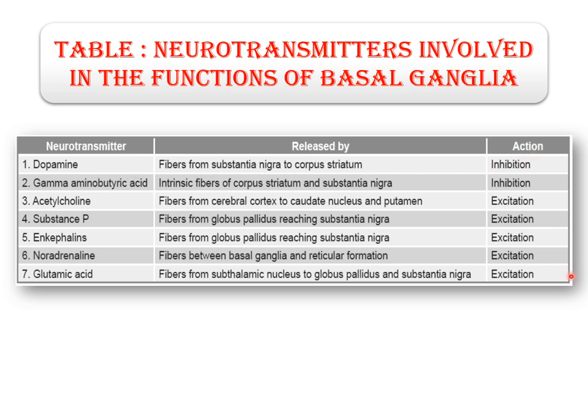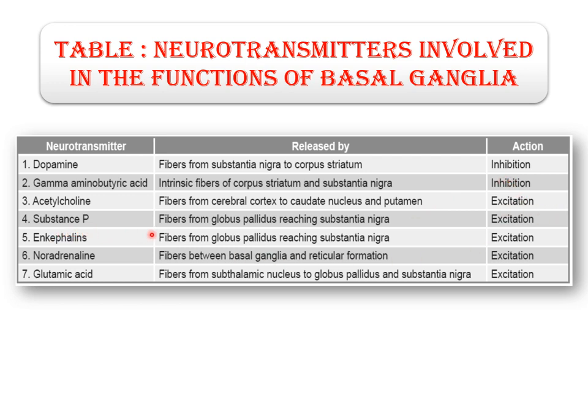Now, from where they are released and what is their action. First of all, dopamine is released by fibers from the substantia nigra to corpus striatum, and its action is inhibition. GABA is released by intrinsic fibers of corpus striatum and substantia nigra, and its action is inhibition. Then acetylcholine, released by fibers from the cerebral cortex to caudate nucleus and putamen, and its action is excitation.